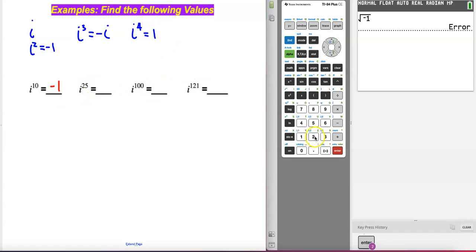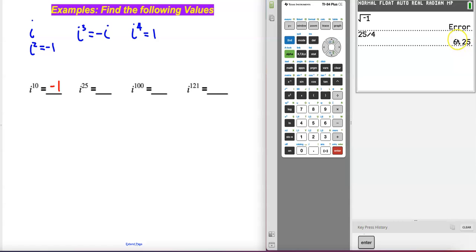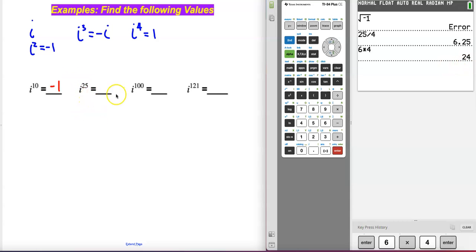So let's take 25 and divide it by 4. I use 25 because this is my exponent here, and I'm working with these exponents trying to find the value of these i's. So I get 6. I see that 4 can go into 25 6 whole times, so that means I can go through 6 whole cycles. So I'm going to do 6 times 4, and it gives me 24. So therefore, I have a remainder of 1.